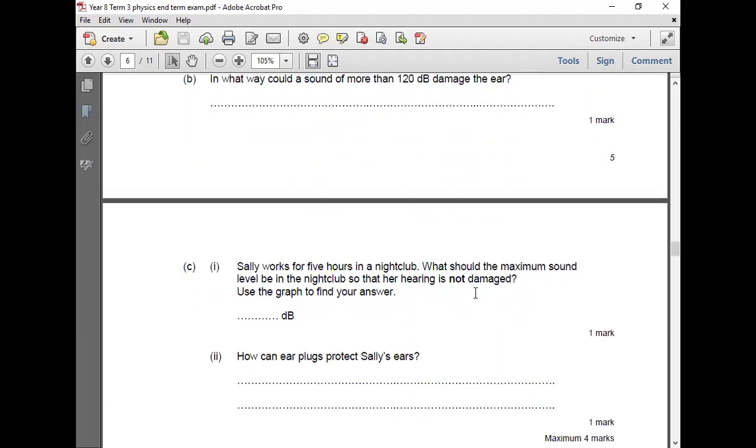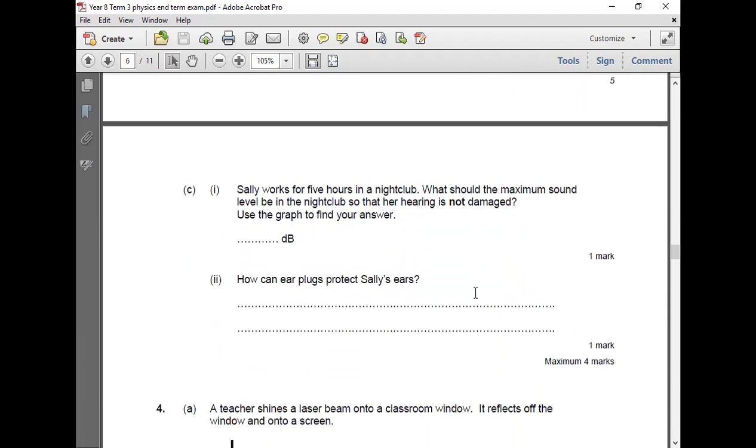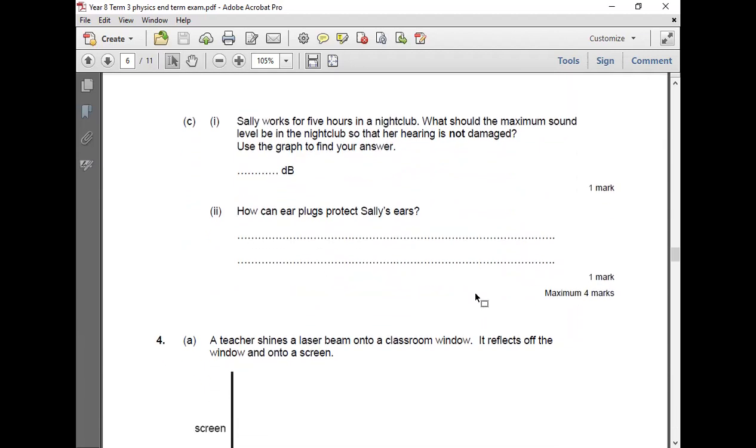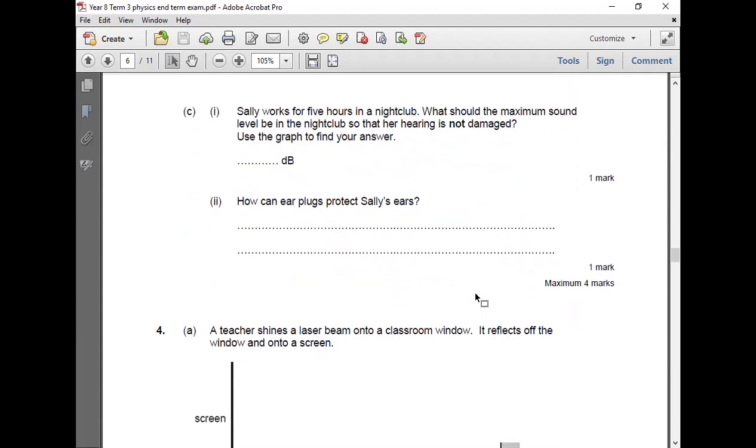Question C says Sally works for 5 hours in a nightclub. What should the maximum sound level be in the nightclub so that her hearing is not damaged? How can earplugs protect Sally's ears?